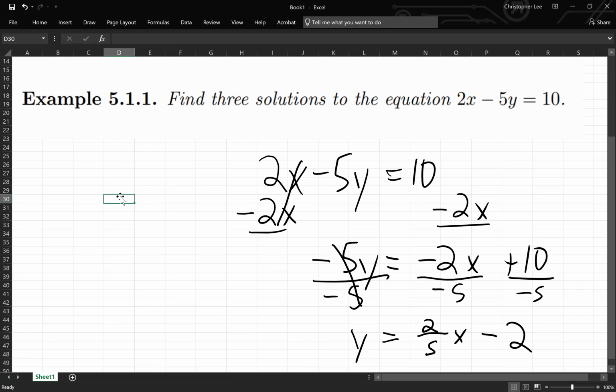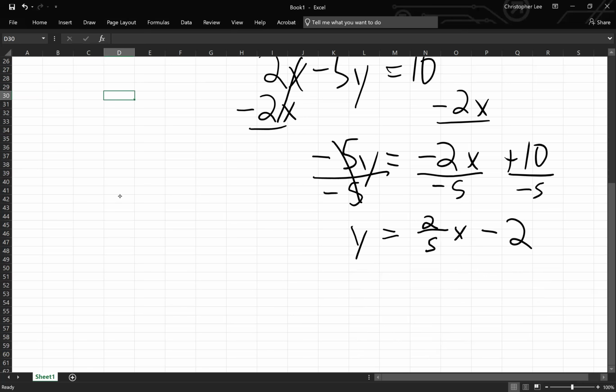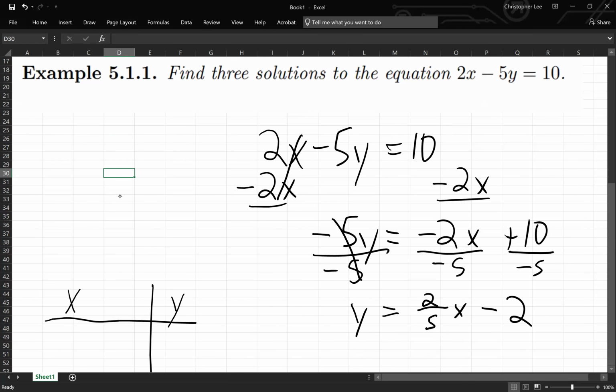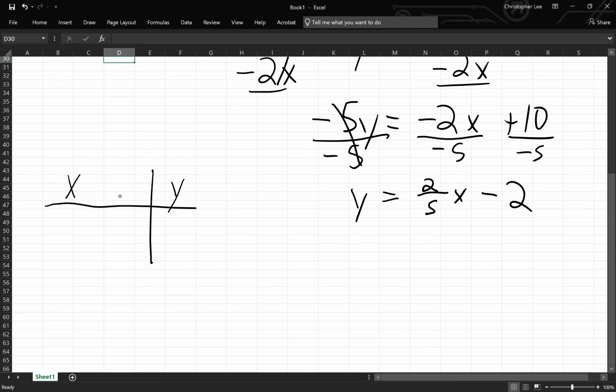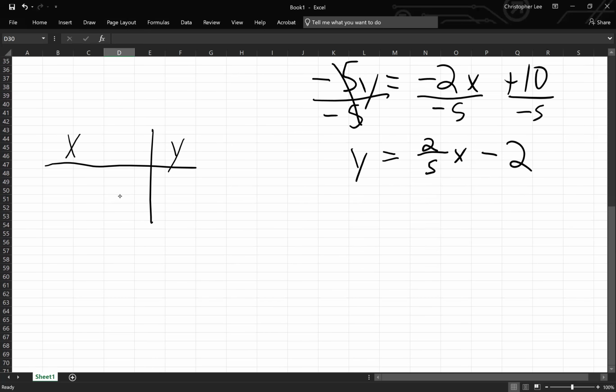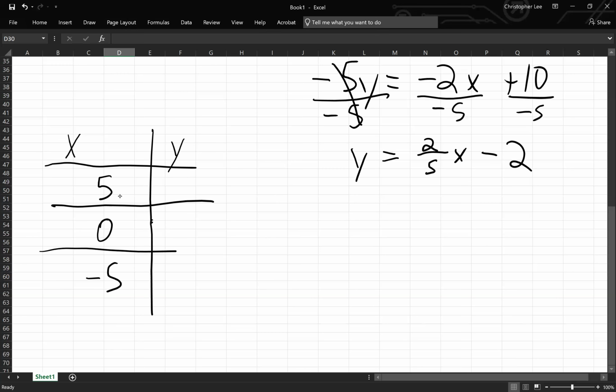I remember I was saying to find the answer to this, we just do a little table of values, x and y. You choose whatever x value you want. I told y'all my favorite: I like whatever my denominator is. This is when you have two variables in a linear equation. My denominator is 5 here, so I'm going to choose 5, 0, and negative 5 to eliminate the fraction.